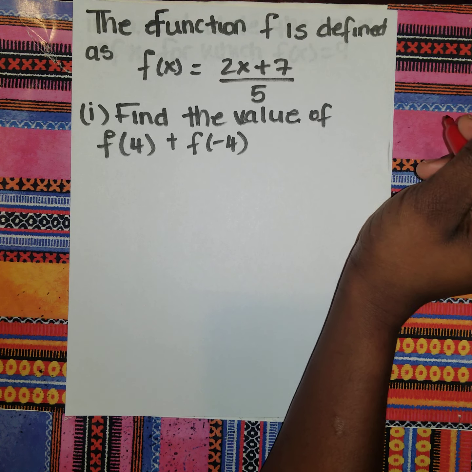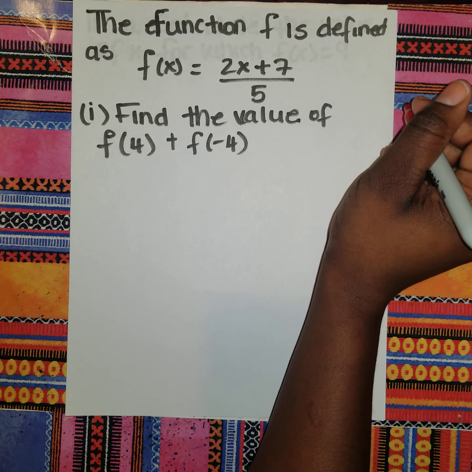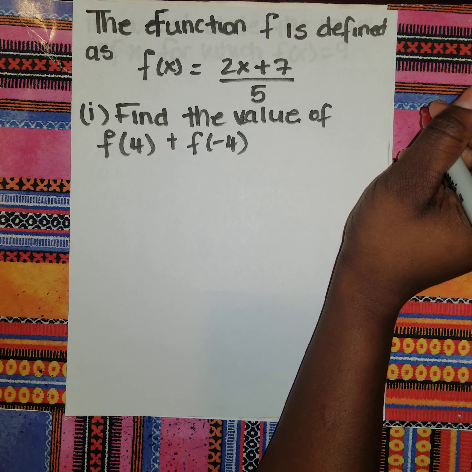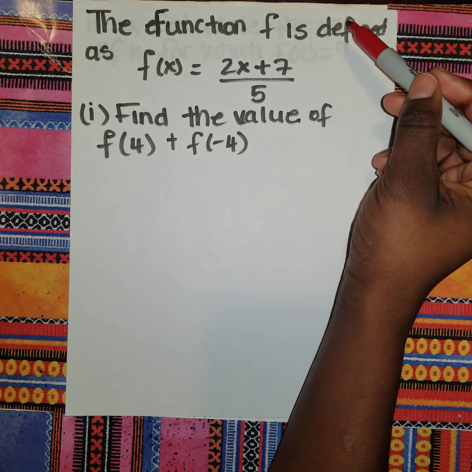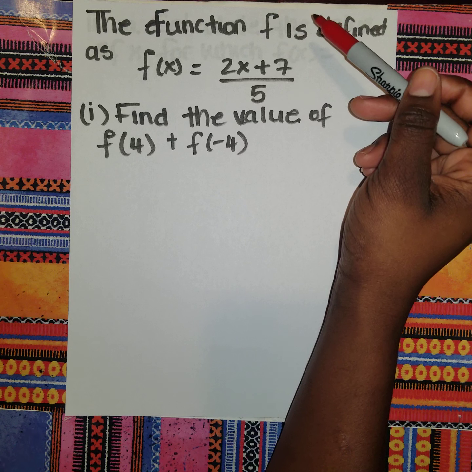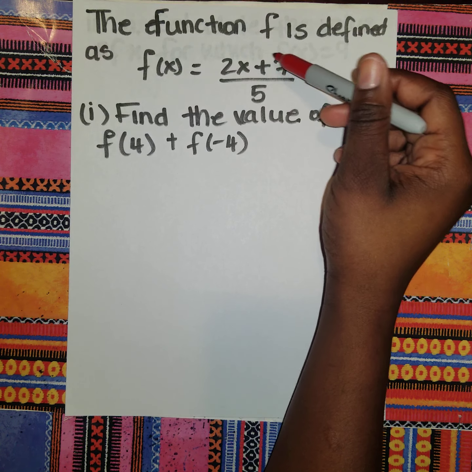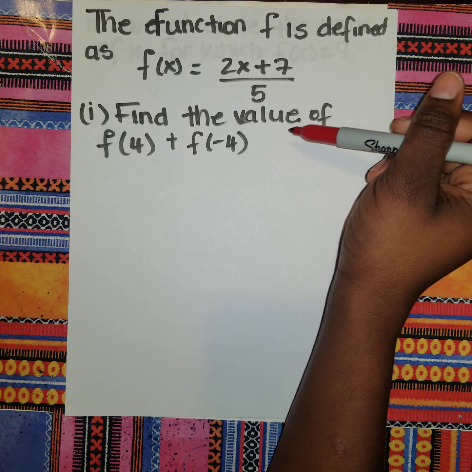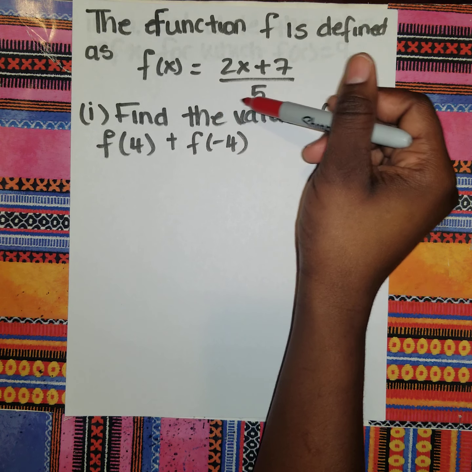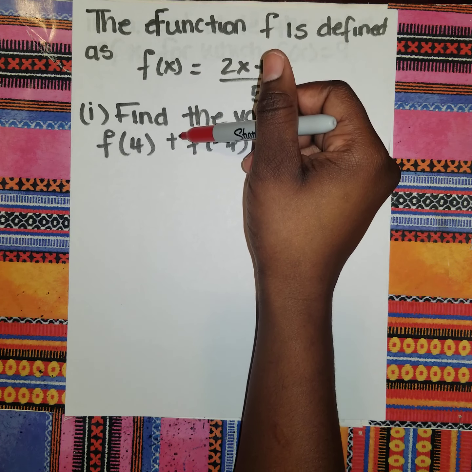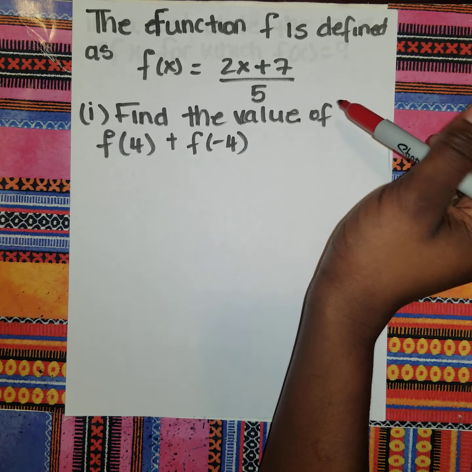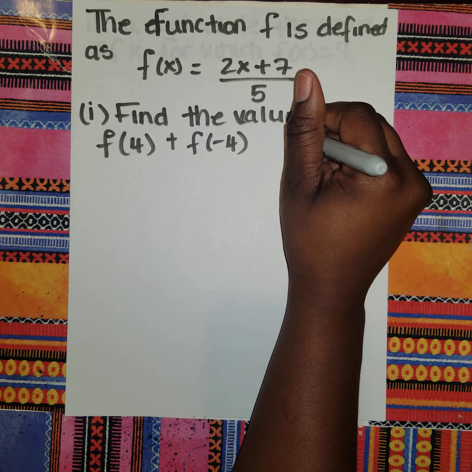So the question says, and I'm doing Paper 2 for January 2020. The function f is defined as f of x equal to (2x plus 7) divided by 5. You are asked to find the value of f of 4 plus f of negative 4. Alright guys, there are a few things we need to know about this question.